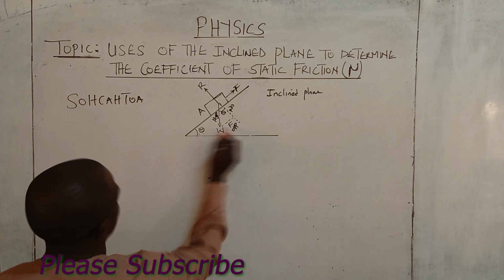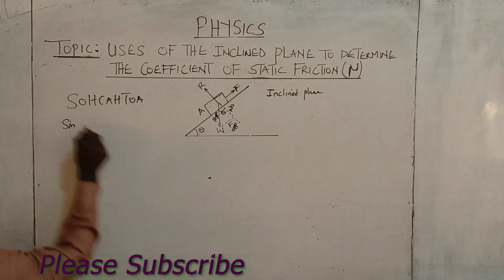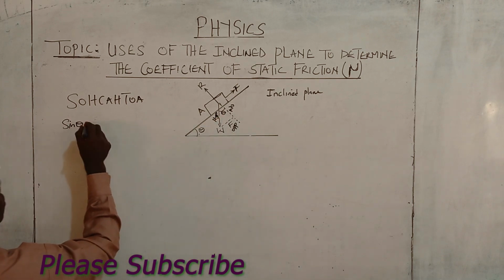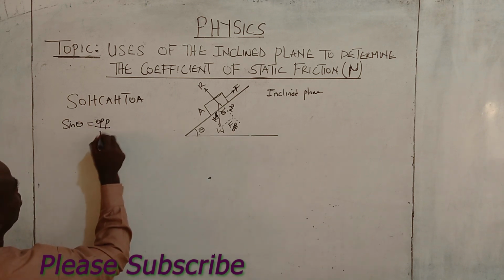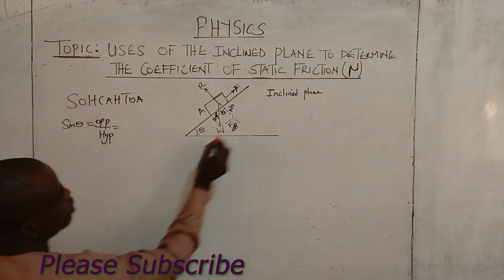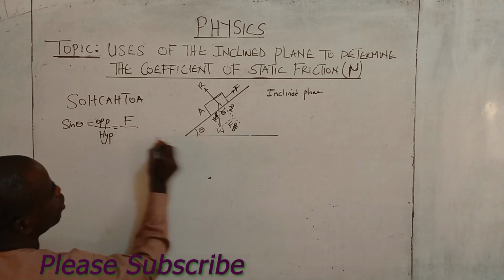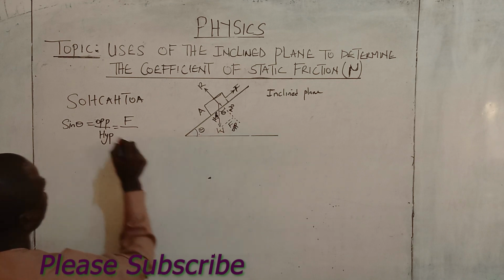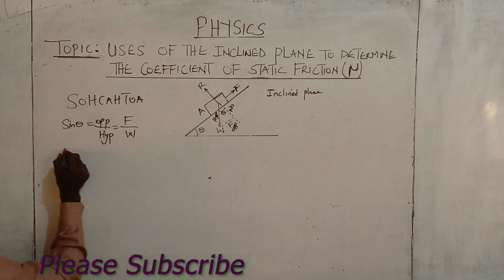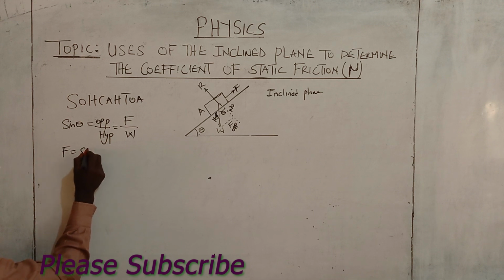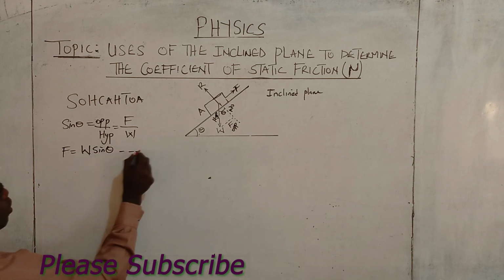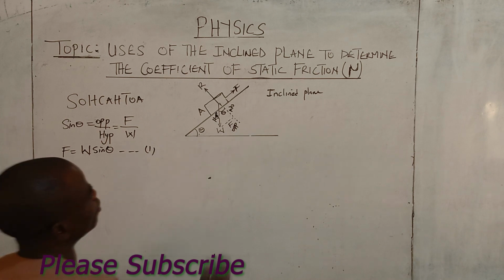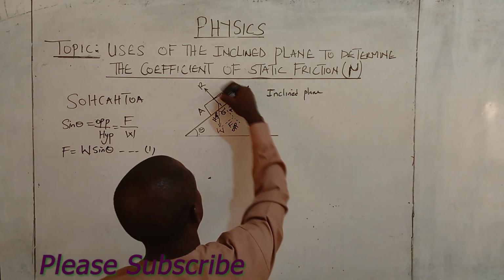When we are picking sine, we have sine theta, sine of this angle, equals opposite over hypotenuse. What's the opposite here? It's F. Hypotenuse is W, the weight. When you cross multiply, we have F equal to W sine theta. That's equation 1.